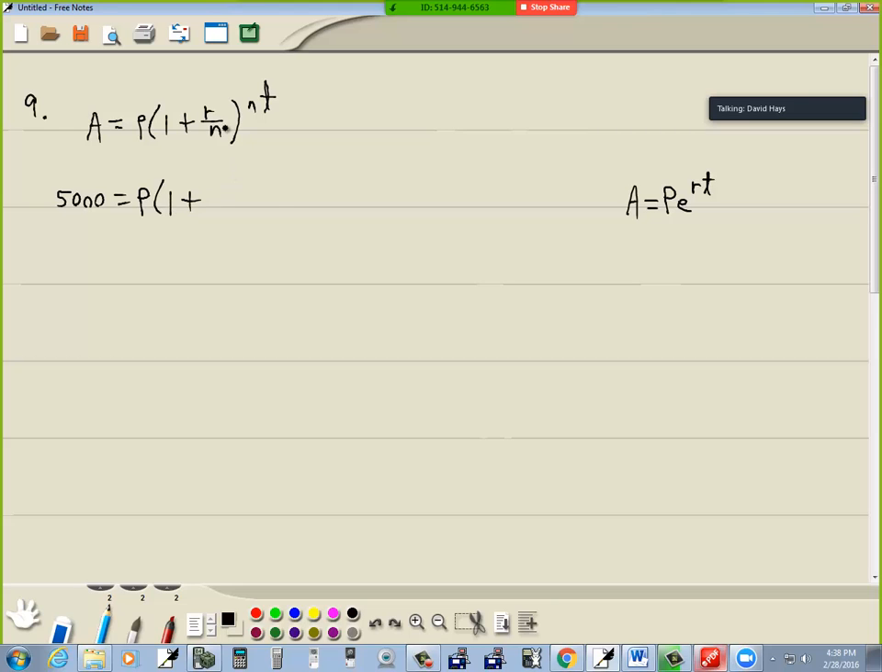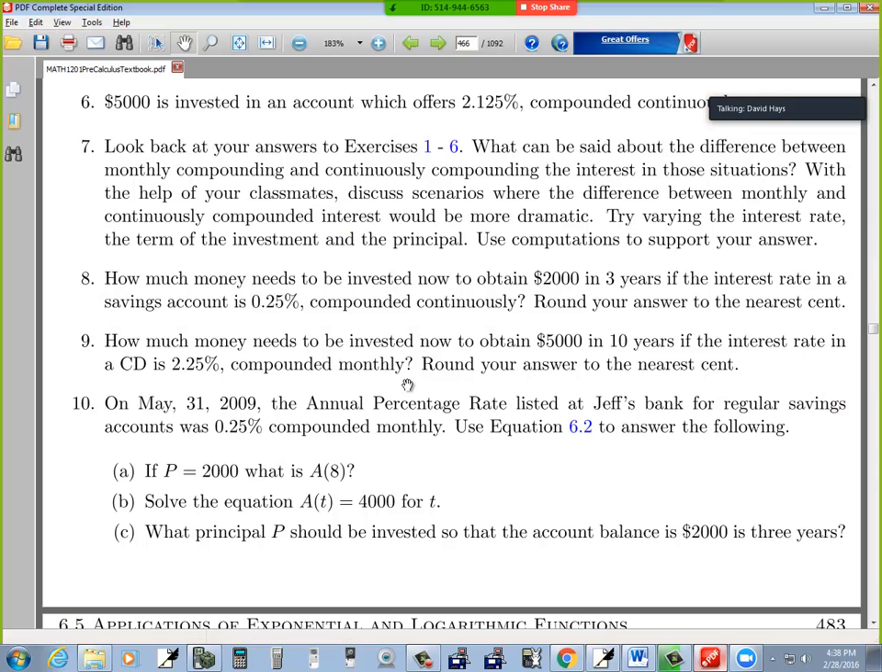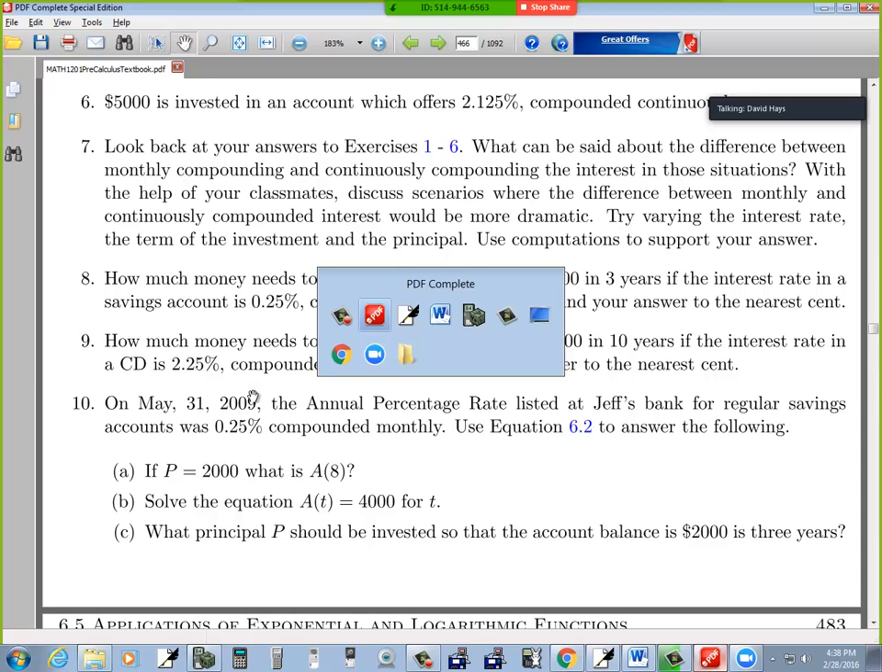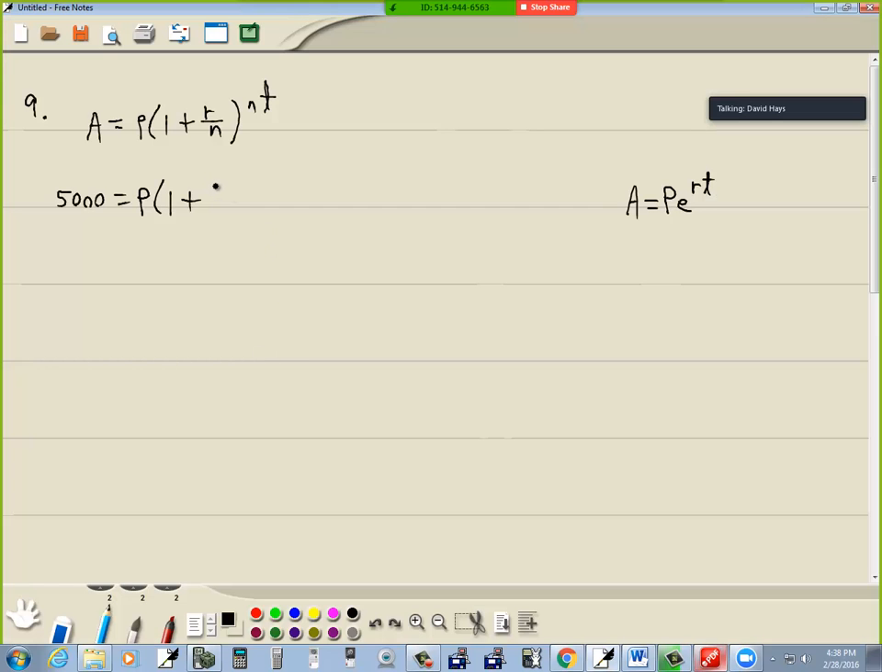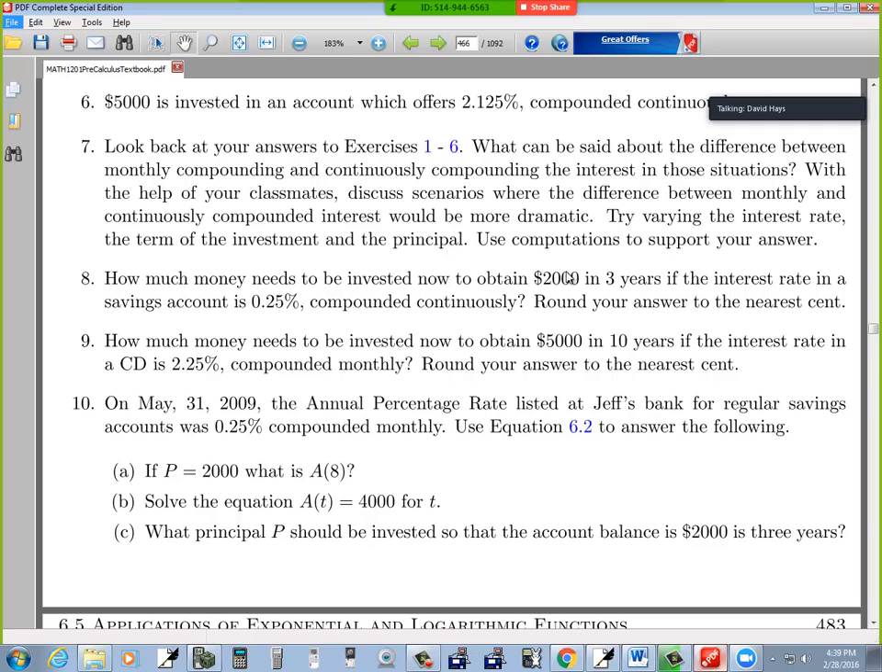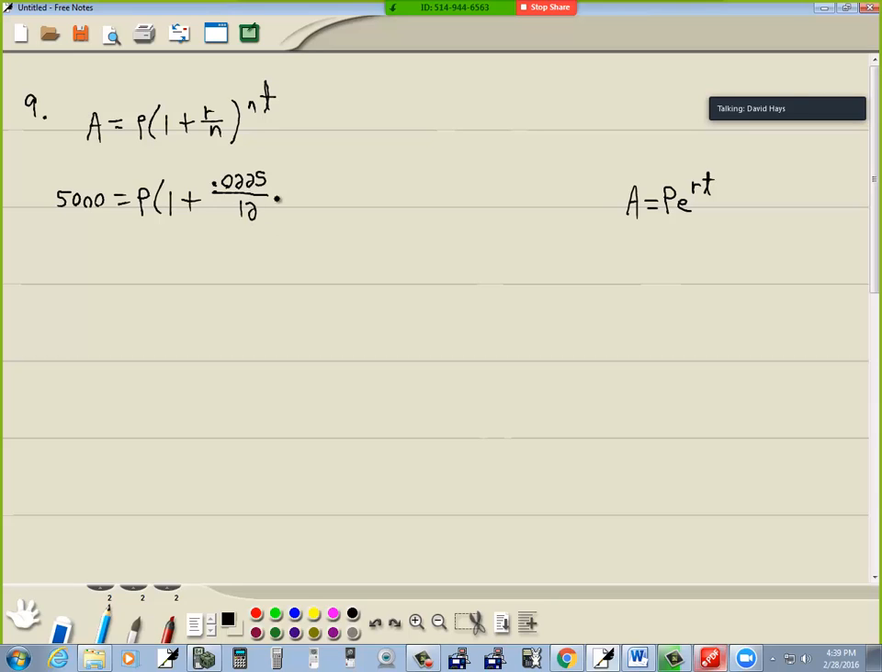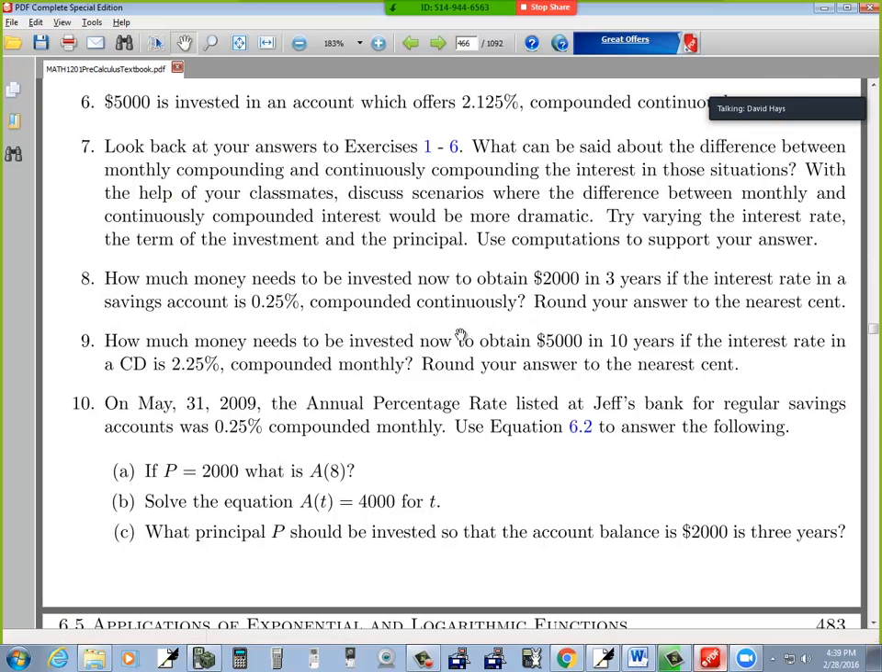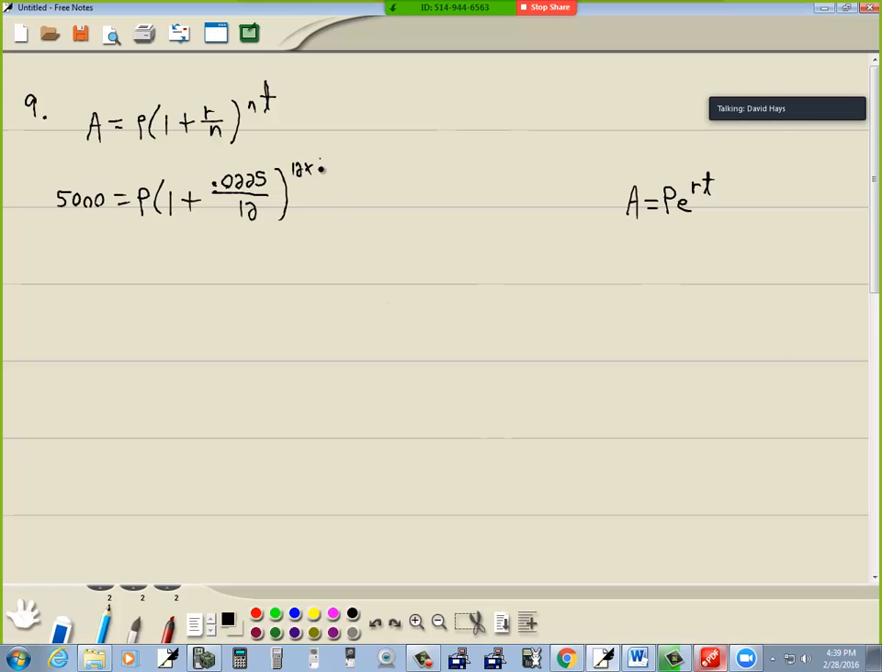And then R, it said was 2.25%, and we want that in decimal form. So it'll be 0.0225 over N, and N is the number of times compounded per year. 12? Monthly, yes, 12. And then up here I'll have N, which is 12. And I'll put a little X to indicate multiplication. And T is the number of years. 10 years, see, 10 years.